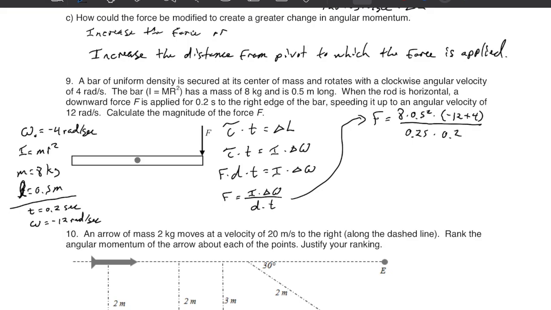We do the math on the top. We get 16 on the top and 0.05 on the bottom. So the force is 320 newtons downward. That takes care of the negative.